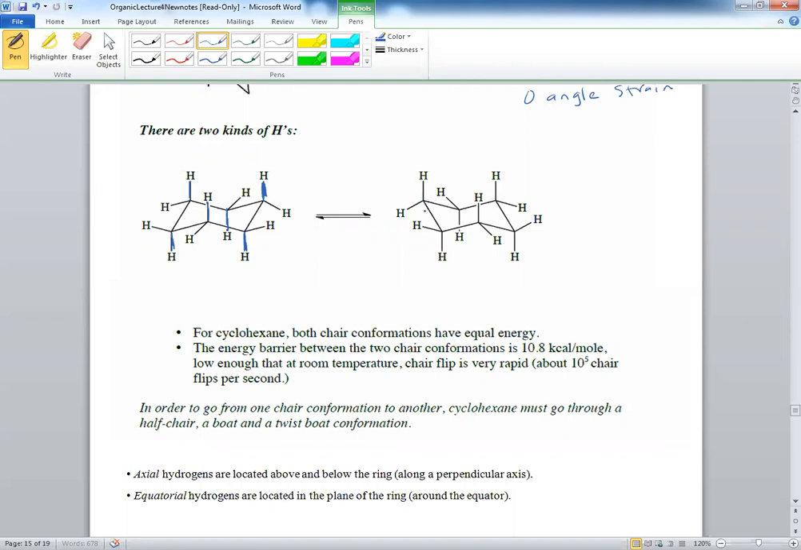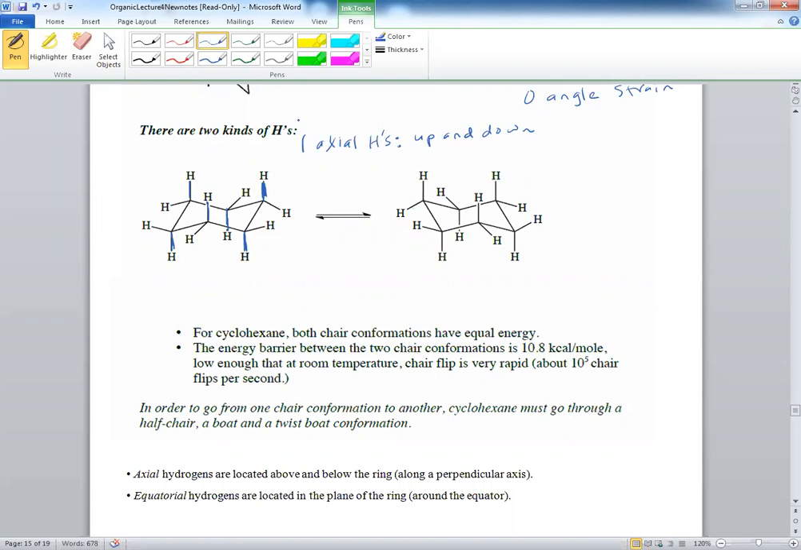Here, I mean. Now, these in blue are called axial H's. And these are simply up and down. They are up and down.